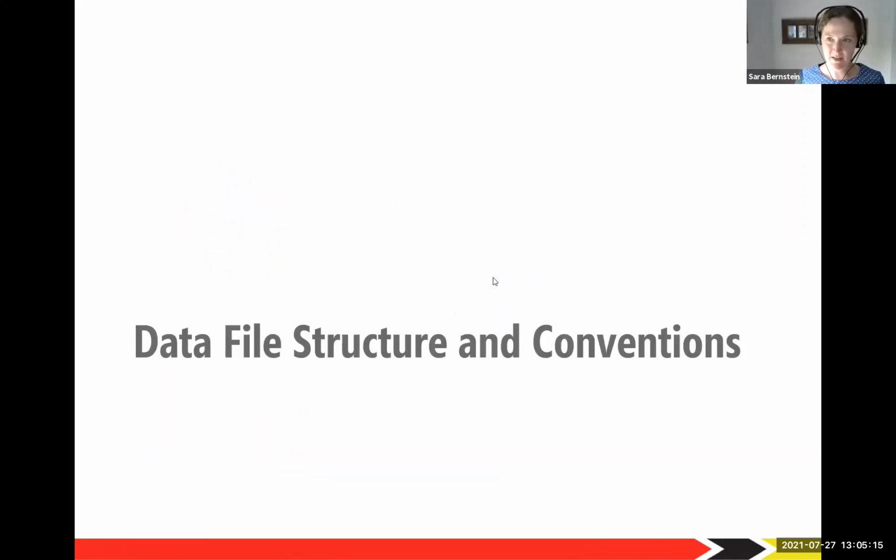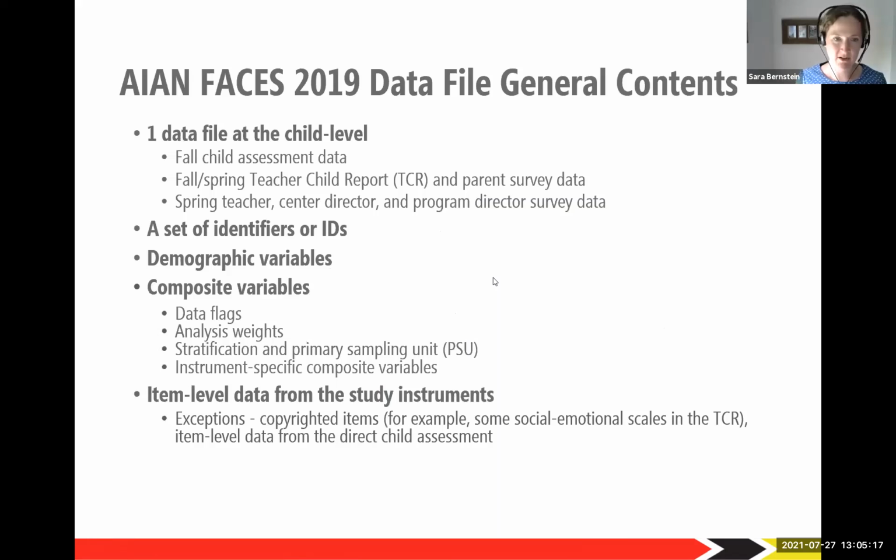Okay, so let's talk a little bit about data file structure and conventions. We create one child level data file that includes data from the fall child assessments, the fall and spring teacher-child reports, fall and spring parent surveys, and the spring teacher, center director, and program director surveys. The data on that single child level file, properly weighted, can represent Region 11 as a whole.